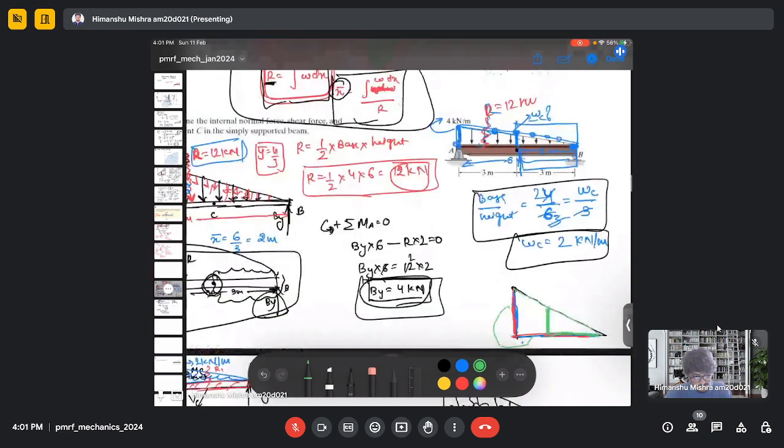Yeah, 4, because this is the 4 kilonewton per meter. This is the base, which is actually represented by 4 kilonewton here, and here this is represented by W. So this height is actually the force per unit length.